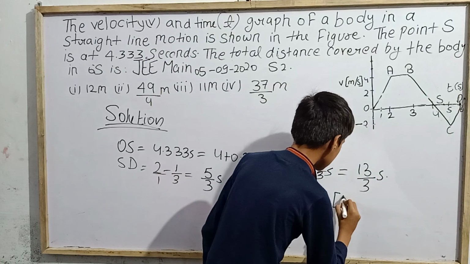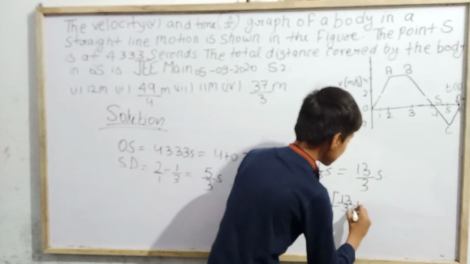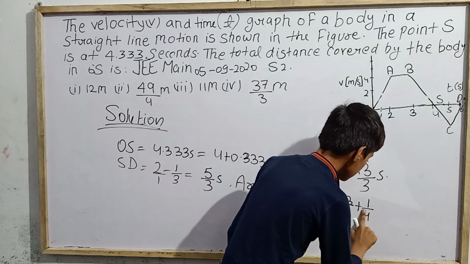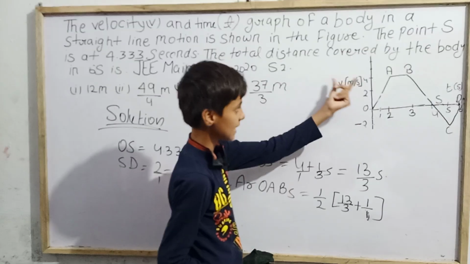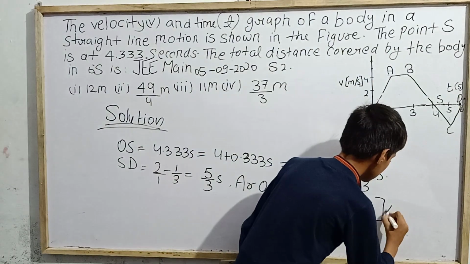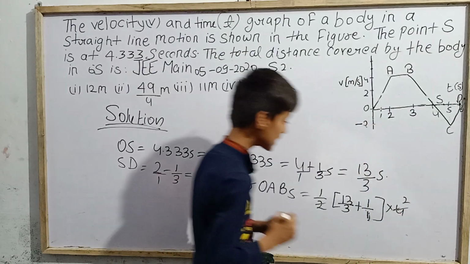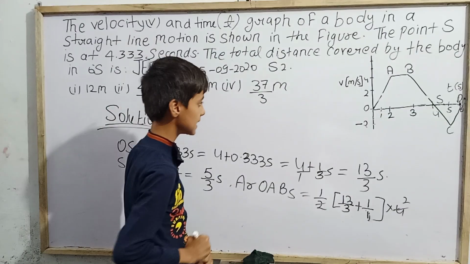Since we know OS we had got 13 by 3. Now plus here this is 1 unit, so plus 1 by 1. Now times our height, which is 4. So here into 4. Now this 2 will be cancelled in 4 two times. Now 13 by 3 plus 1 by 1, this inside we can evaluate.